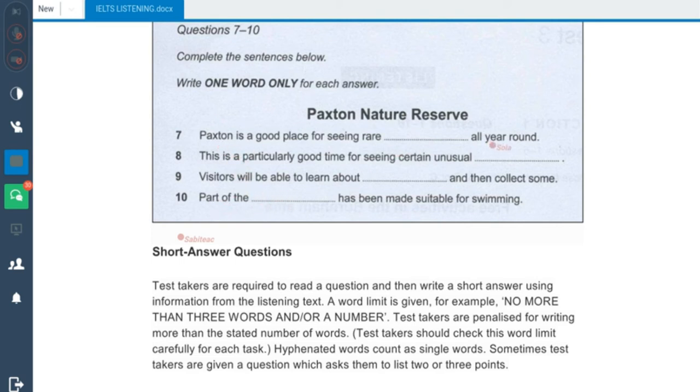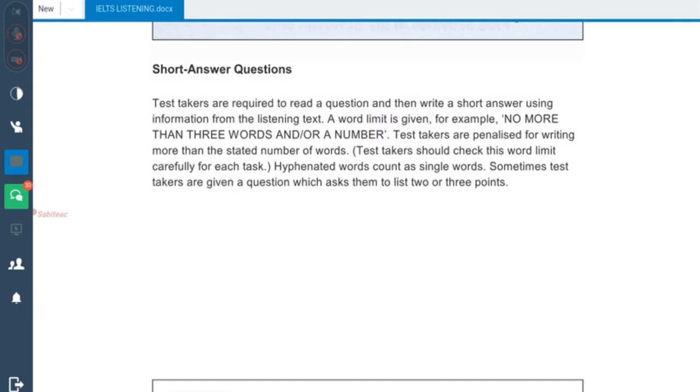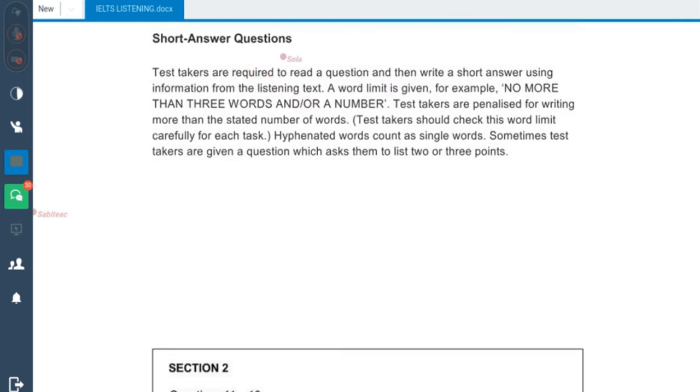So you are completing these sentences, as you can see, and you have to complete the sentences with the correct word from the listening recording. Now, this should be the last question, or second to the last. I mean, short answer questions.